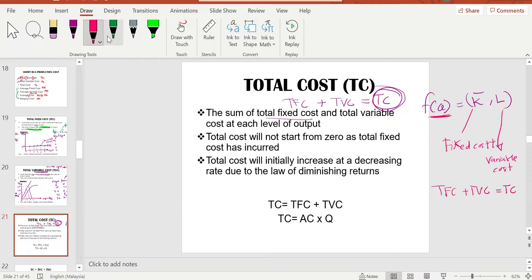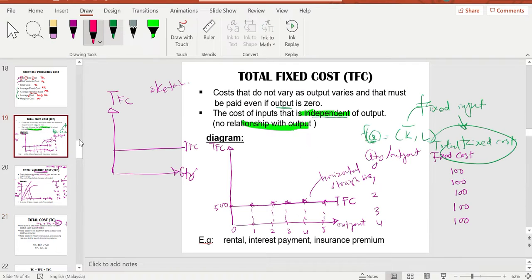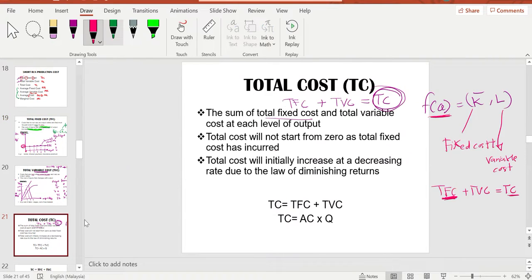Okay, total cost will not start from zero as total fixed cost has incurred. Ingat dalam nilai total cost ada nilai total fixed cost. Tadi kita bagi tahu total fixed cost must be paid even when the output equals to zero, meaning that nilai dia walaupun output kosong, nilai dia ada 500 kat sini. You still need to pay your saver walaupun you tidak menghasilkan apa-apa. Okay, so dalam total cost ada nilai fixed cost. For example, fixed cost equals to 500, tapi masa tu kita tak upah labor, variable cost equals to zero. What happened to total cost? Total cost still ada nilai which is 500.